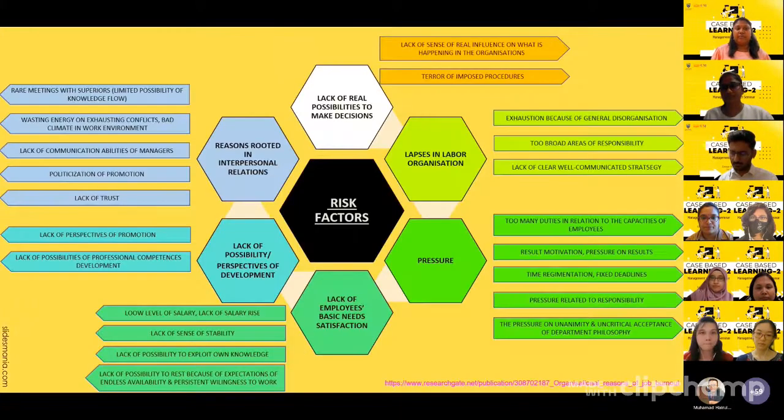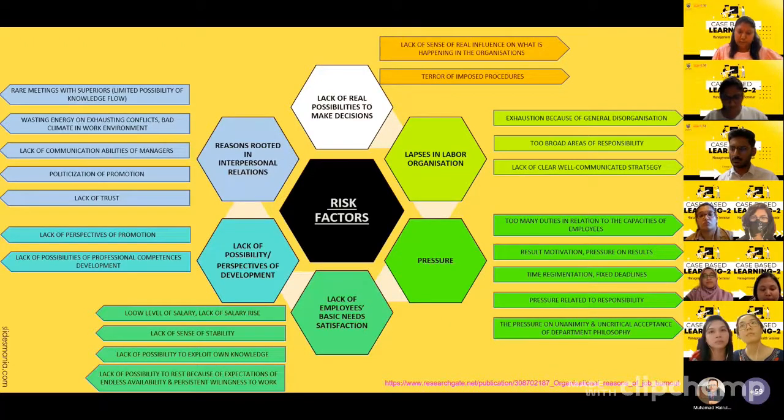Moving on next is the risk factors of organizational burnout. The first one, we have lack of real possibilities to make decisions, such as lack of sense of real influence on what is happening in the organization. Terror of imposed procedures. The second one is lapses in labor organization.